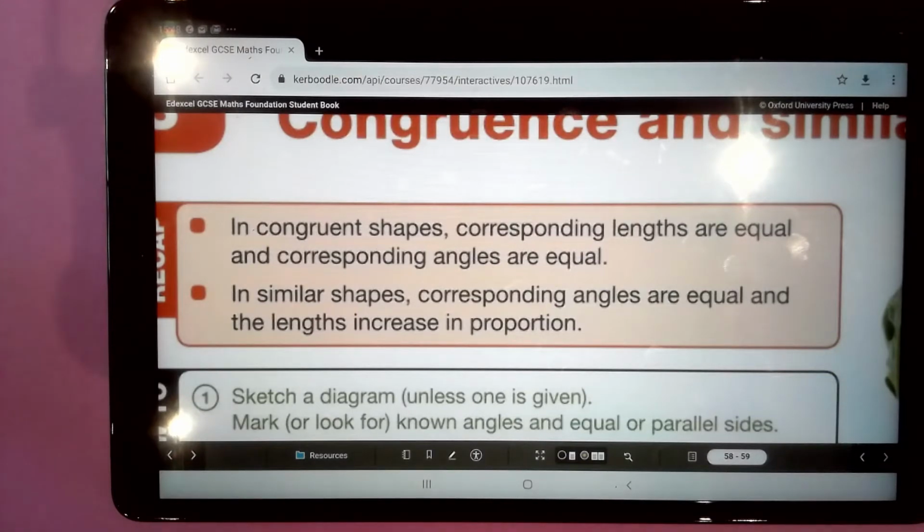So the two shapes could be rotations or they could be reflections of each other, and similar shapes could be rotations and reflections but have to be enlargements as well. So there is some sort of scale factor between the shapes, or as they say here, a proportion between the size of the sides.